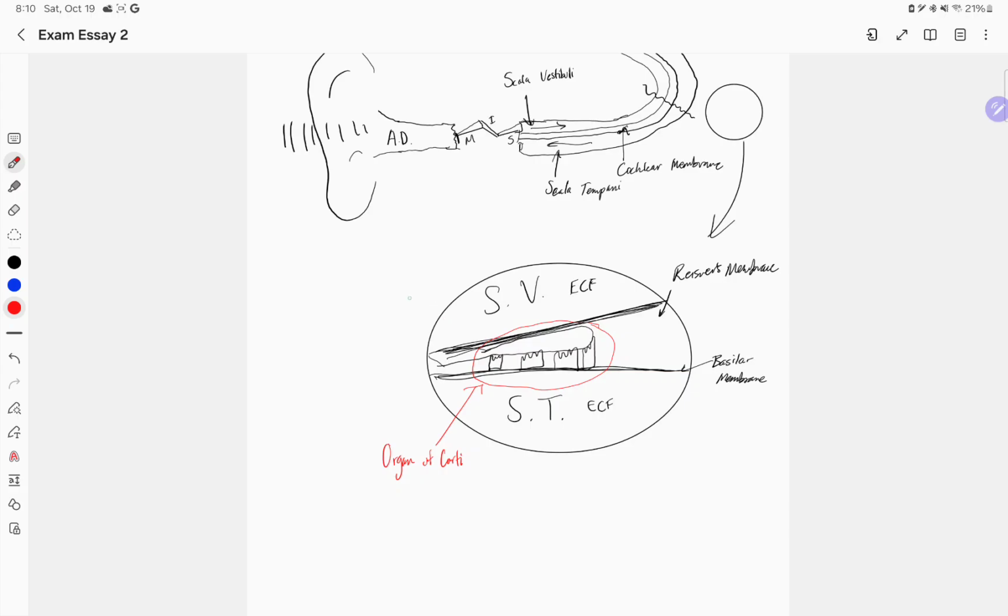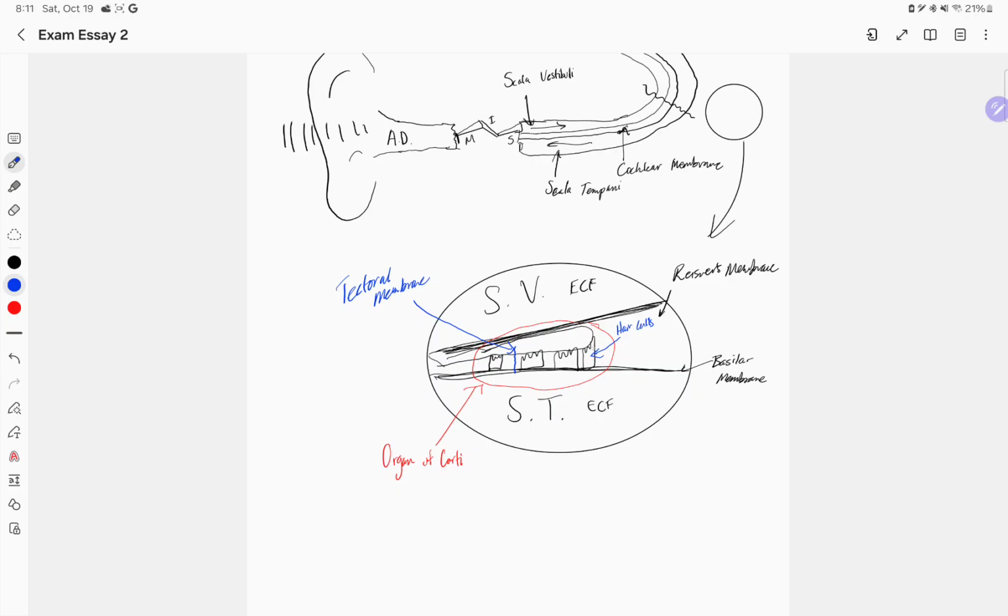And let me use blue. This structure, tectoral membrane, I think I got that right. And then you have your hair cells that are here. You have kind of like 3 outer and 1 inner.